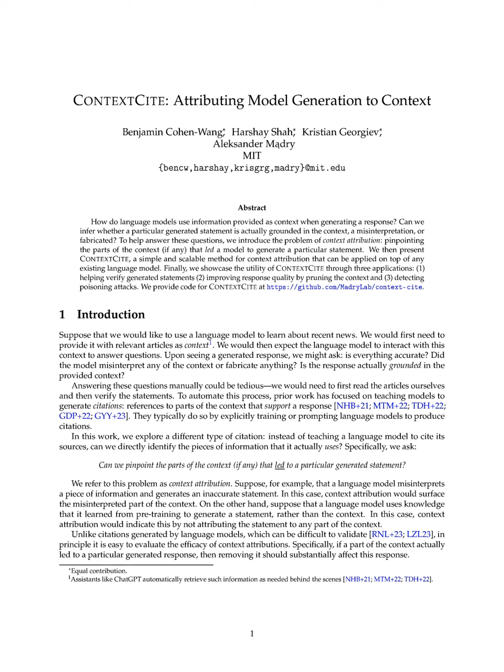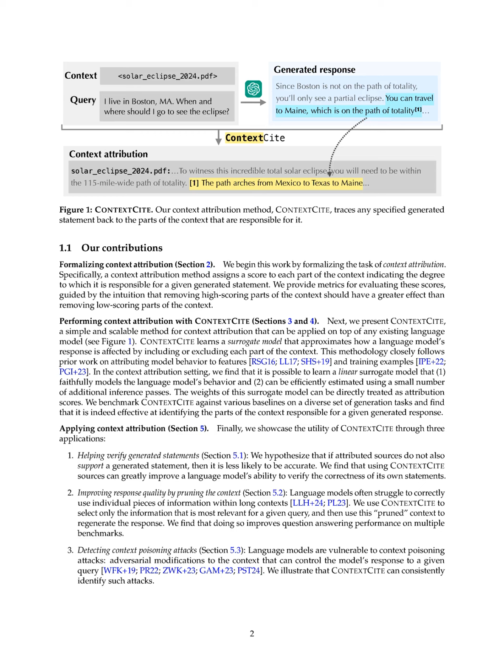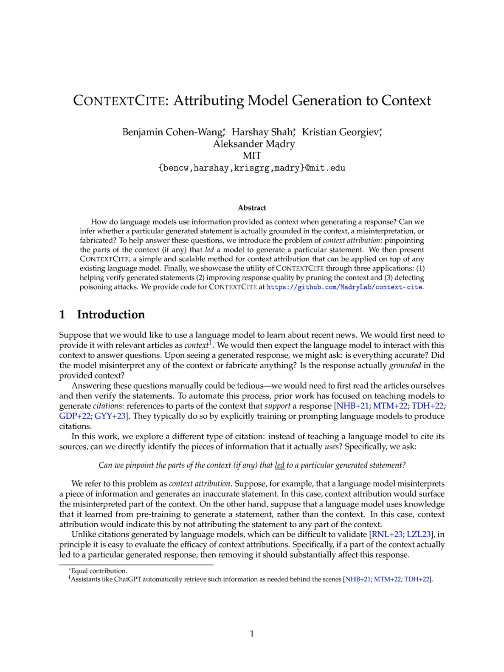This distinction is crucial because context attribution can reveal misinterpretations or the use of pre-trained knowledge rather than context, whereas citations may not effectively highlight inaccuracies. CONTEXTCITE seeks to provide a more direct understanding of how context affects model responses, thereby enhancing the verification of generated statements and improving response quality. This method allows for a more nuanced evaluation of the model's reliance on context, which is not achievable through traditional citation generation.